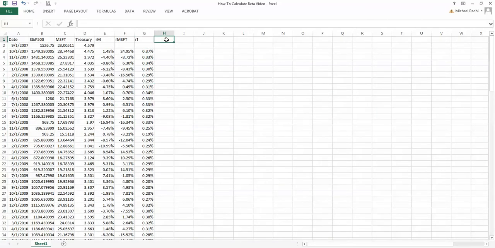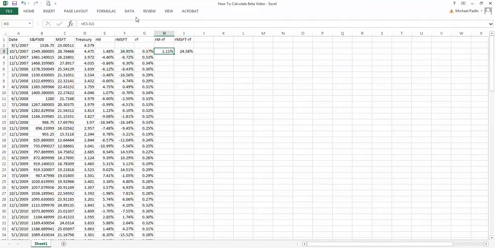The next step is to calculate the excess returns of the market and of Microsoft over the risk-free rate. And that will be obtained by taking those returns and then subtracting the risk-free rate. So we're going to get the market excess return and the Microsoft excess return. We simply take the market return, subtract the risk-free rate, make sure we subtract the Microsoft return and the risk-free rate there. So now we have Microsoft minus the risk-free rate.